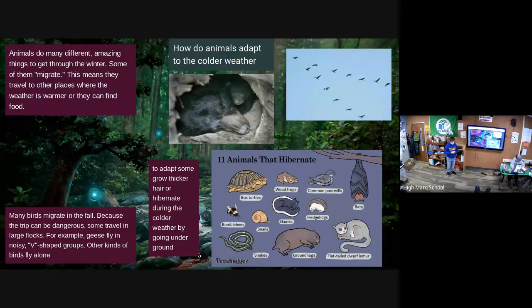How do animals adapt to the colder weather? Animals have so many different amazing ways to get through the winter. Some grow thicker hair or get fatter. Some go underground, and some are above flying south. Here's a list of animals that hibernate. There's 11 of them. Birds fly in a V shape.